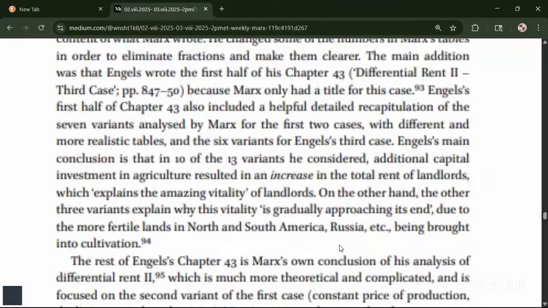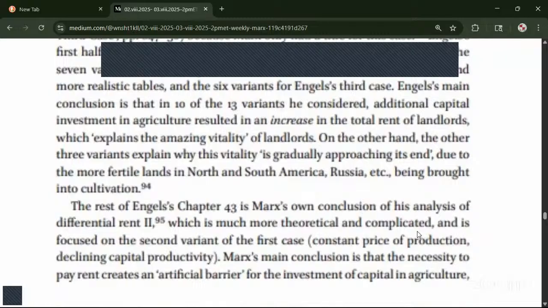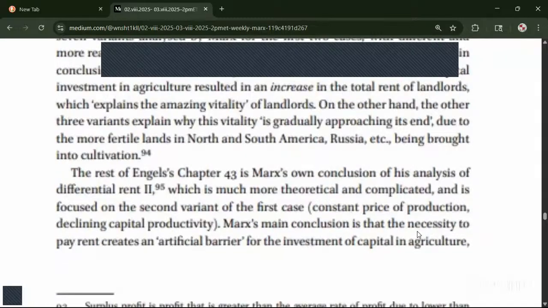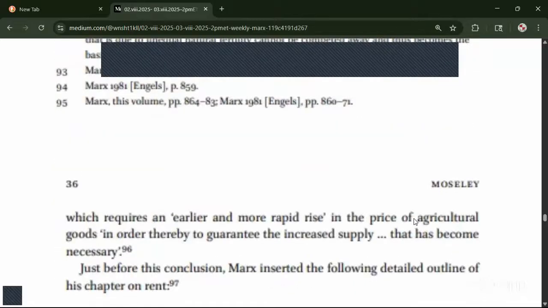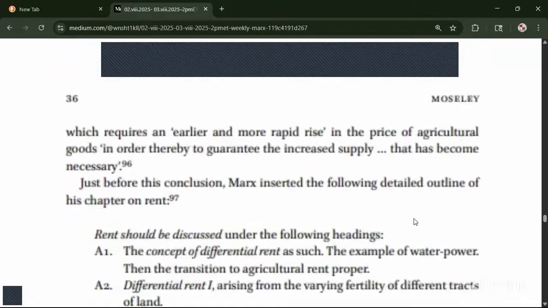The rest of Engels' chapter 43 is Marx's own conclusion of his analysis of differential rent 2, footnote 95, which is more theoretical and complicated and is focused on the second variant of the first case. That is, the constant price of production and declining capital productivity. Marx's main conclusion is that the necessity to pay rent creates an artificial barrier for the investment of capital in agriculture, which requires an earlier and more rapid rise in the price of agricultural goods in order thereby to guarantee the increased supply that has become necessary.